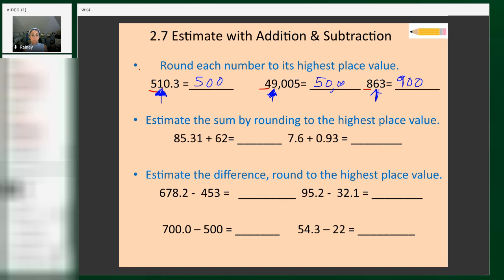Now, same thing for the next one. We're still going to the highest place value, but we're adding a step. We're going to be finding the sum. So first off, let's go ahead and find the estimate of each of these numbers. For our first one, I would say 90 plus 60. You can write it right underneath. I gave you a little room. And then add that up. You can do that in your head. The next one would be 8.0 plus 0.90.